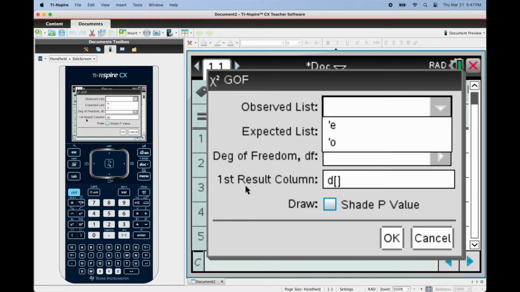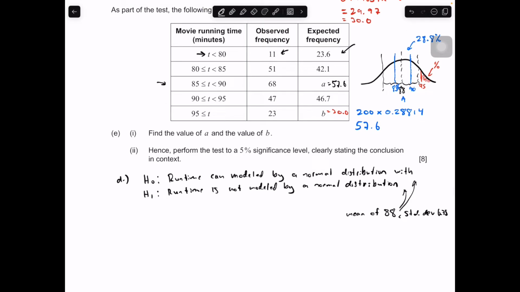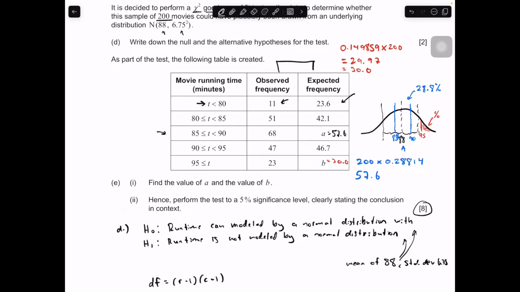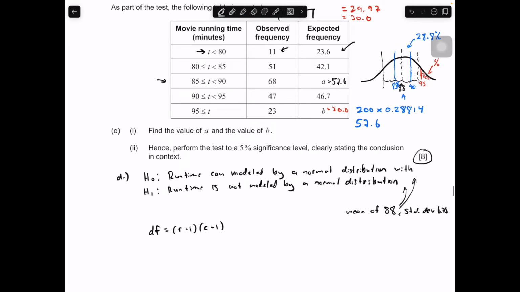Observed, we called O, and expected degrees of freedom. What are degrees of freedom? Let's go back to the document for a sec. As part of the process, especially for an 8-mark question, we would almost certainly want to show degrees of freedom. Degrees of freedom for a chi-squared test, goodness of fit or independence, is equal to rows minus 1, columns minus 1. For a goodness of fit, we're always just going to have 2 columns here. So essentially it's always rows minus 1, but just for simplicity's sake and ease of memory, I suppose, we can always just use this.